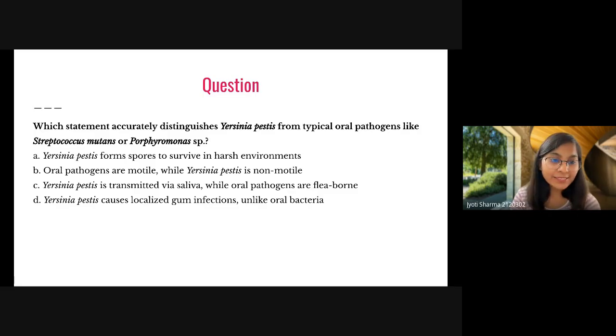Not exactly C. Actually, the answer should be B, because oral pathogens are motile in nature, so they can move. Bacteria can move from one place to another place, but here Yersinia pestis is non-motile in nature. It can't move, so there is no kind of movement of this bacteria. So that's why B is the right answer.